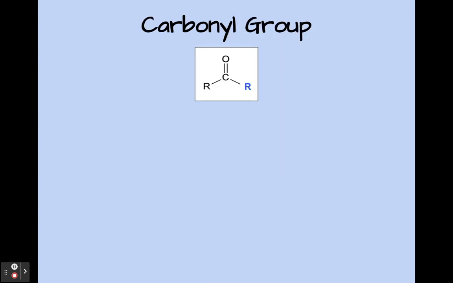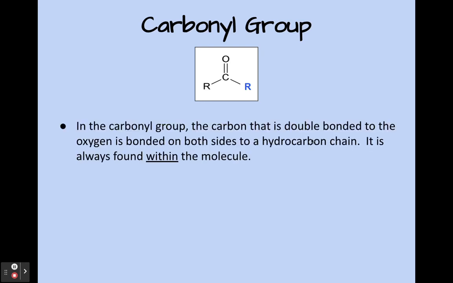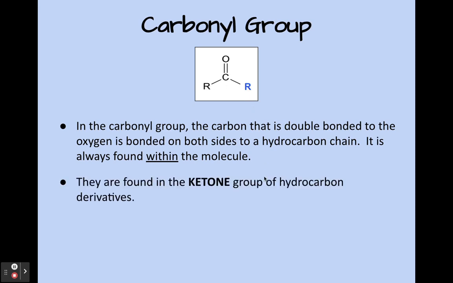Okay, the next one is the carbonyl group. In this situation, you've got this C=O, and it's bonded on both sides by a hydrocarbon chain. It's always found within the molecule. So there's got to be a hydrocarbon chain on this side and on this side. It might just be one carbon, but it needs to be a carbon and not a hydrogen.